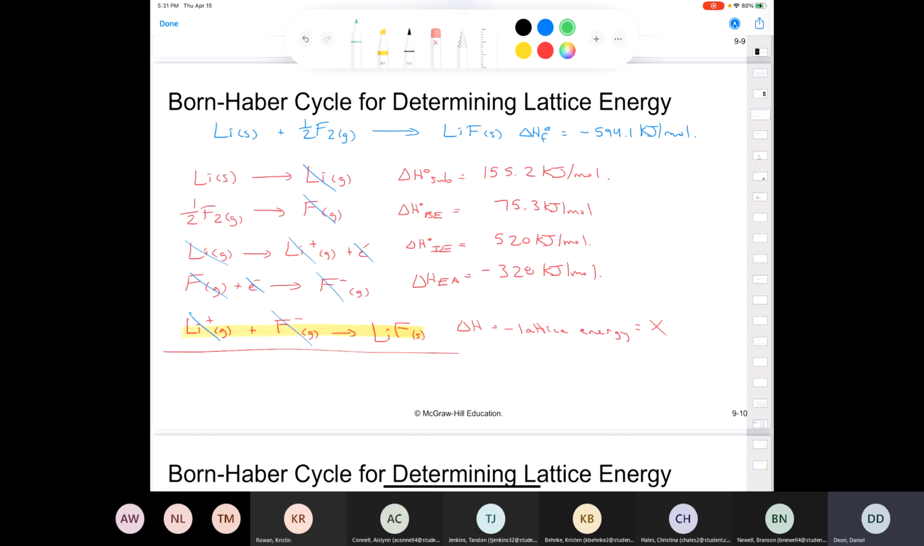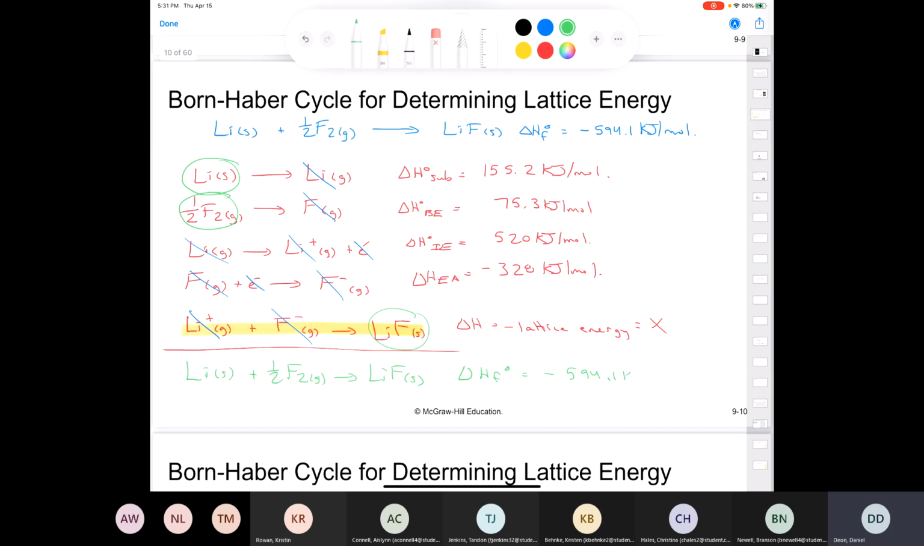Now what are we left over with? We're left over with solid lithium plus half a mole of fluorine to give us lithium fluoride. Let's write that down. I'm going to use green pen here. So I have solid lithium plus half a mole of fluorine in the gaseous phase produces lithium fluoride solid. Look familiar? It's this reaction that I had up here. And we know the delta H of that reaction. The delta H of formation of lithium fluoride is equal to negative 594.1 kilojoules per mole, like that.